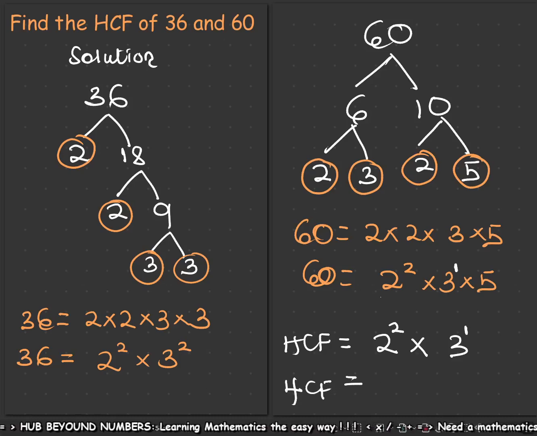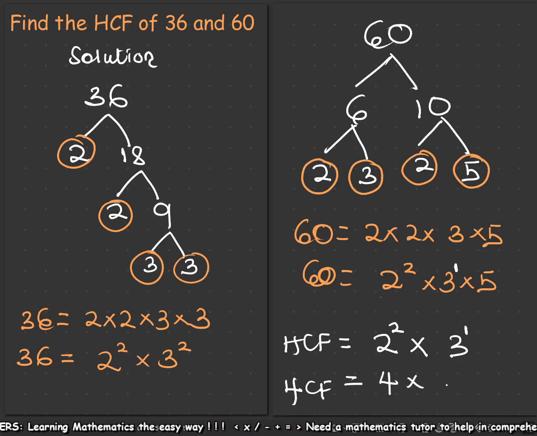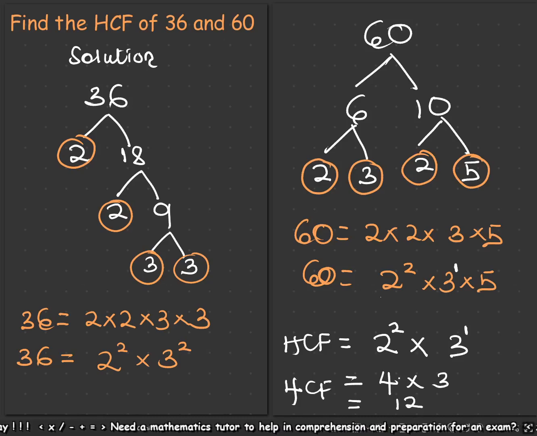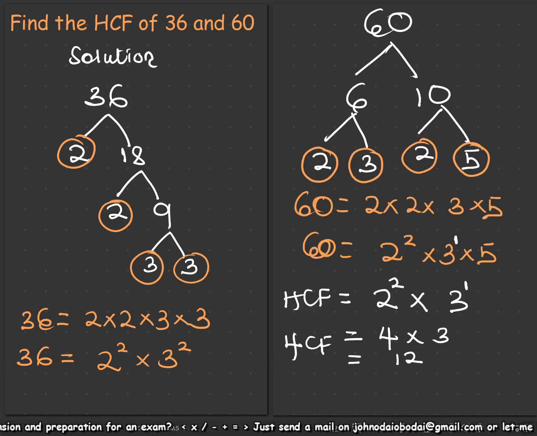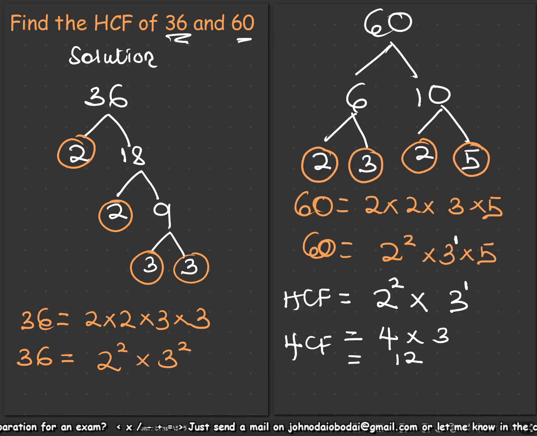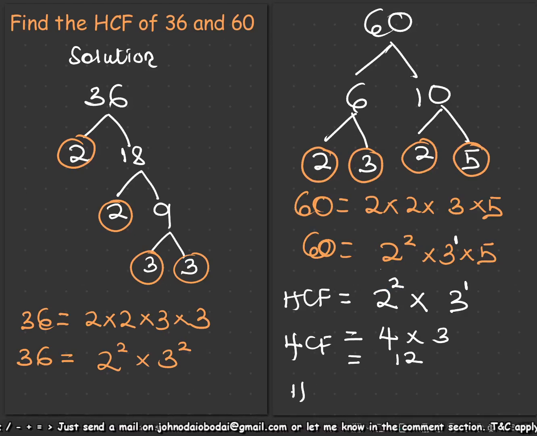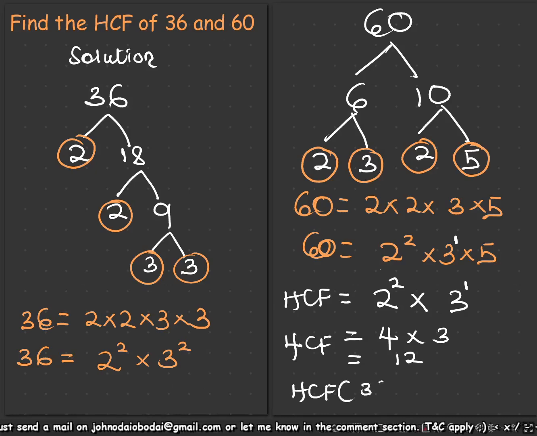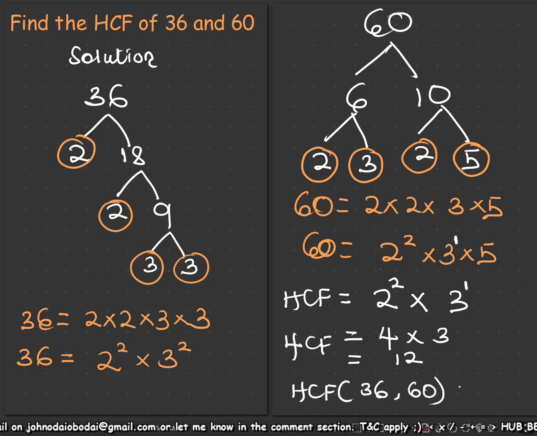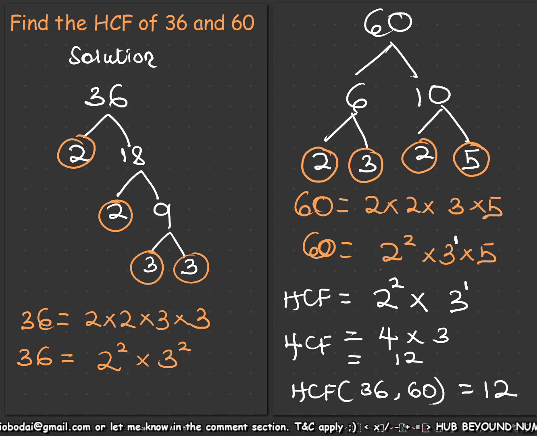2 squared gives us a 4. That is 2 times 2. So 4 times 3 to the power 1 is 3. And 4 times 3 gives us 12. You see? So it simply means that the highest common factor of the number 36 and then 60 is what? 12. You get it? So our highest common factor of 36 and then 60 gives us what? 12. As simple as that. You see? So that is it.